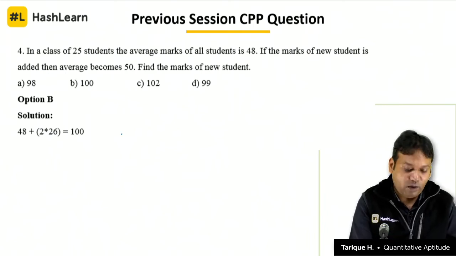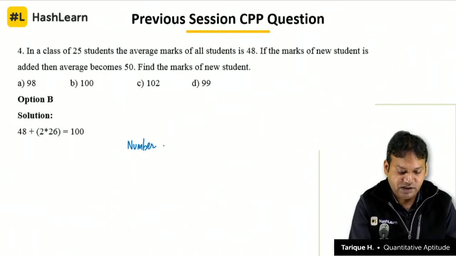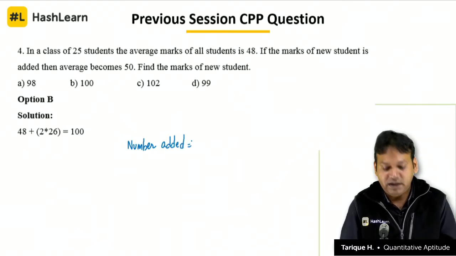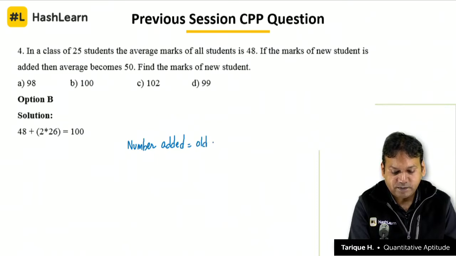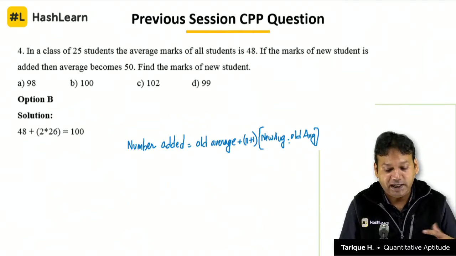You can directly use the formula here, that is number added. Whenever adding a new number changes the average, we can directly find out the number added in one step. So number added is equal to old average, the old average is given to you, plus n plus 1 into the difference of new average and old average. So this is a one line formula. You can use this and immediately find out the new number that has been added.